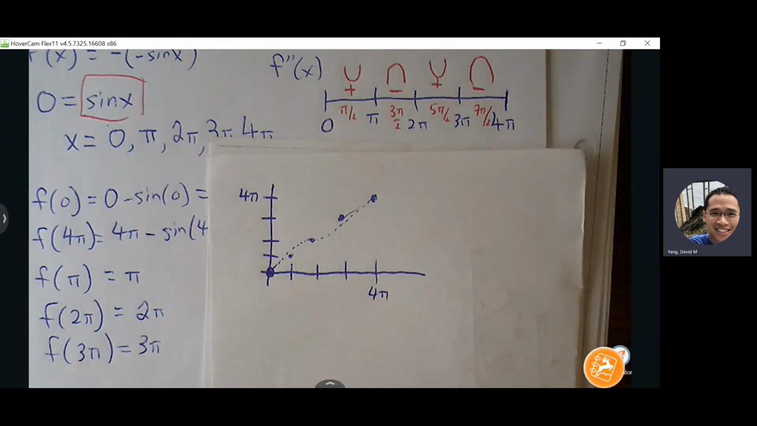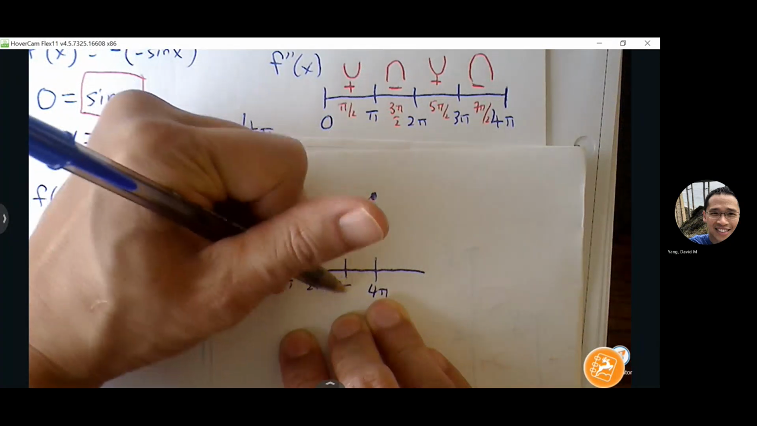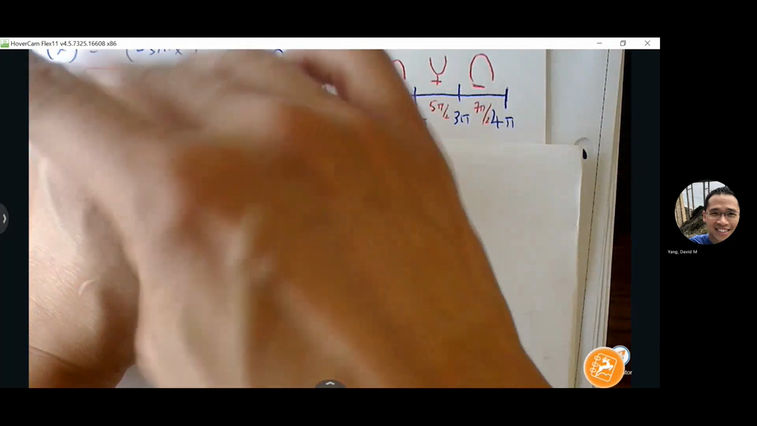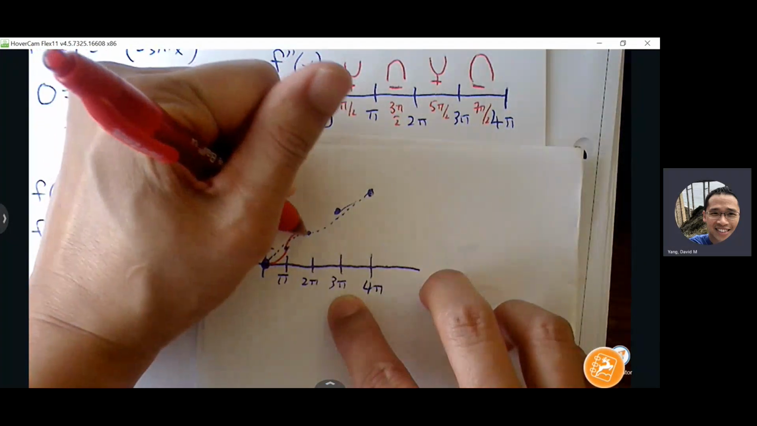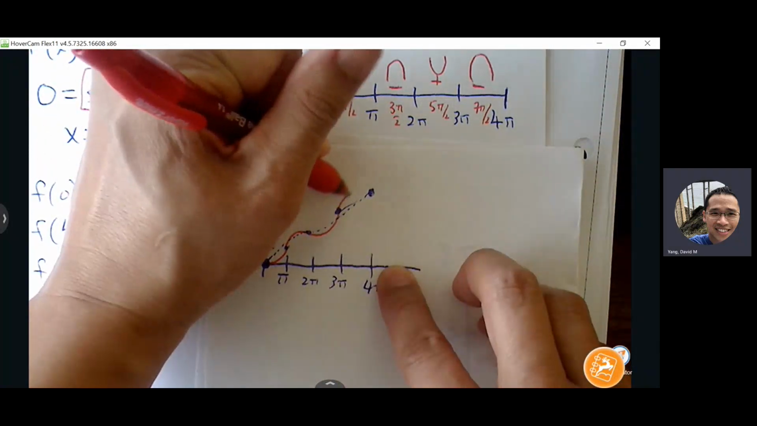So from 0 to pi, I'll make the graph concave up. From pi to 2 pi, it switches to concave down. 2 pi to 3 pi, concave up. 3 pi to 4 pi, concave down.